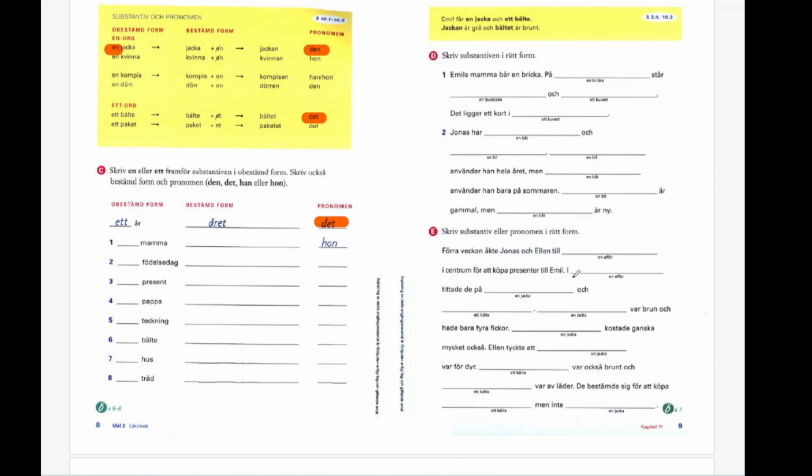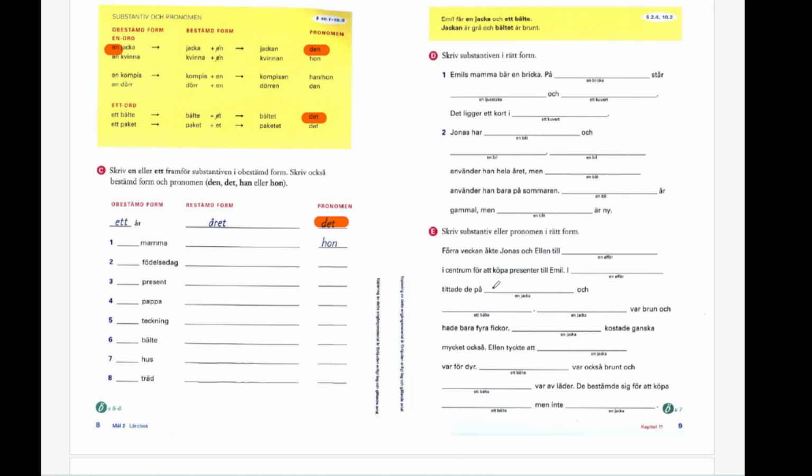Now the next sentence is about the shop. So that's why we are going to use the definitive form. I affären tittade de på. In the shop they looked at a jacket and a belt. So when they were talking about this, the shop, we used the definitive form, affären.